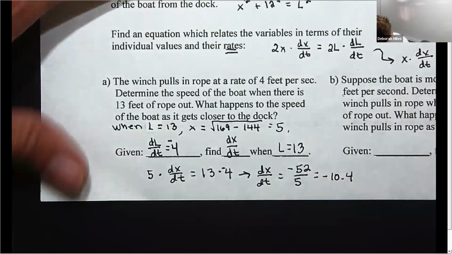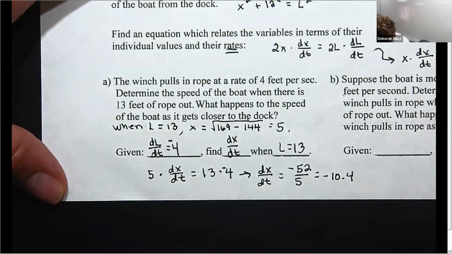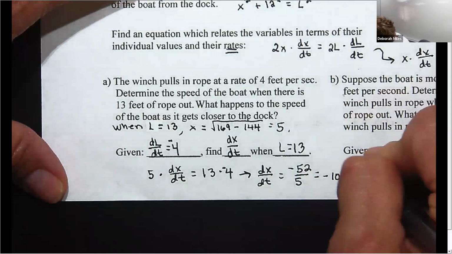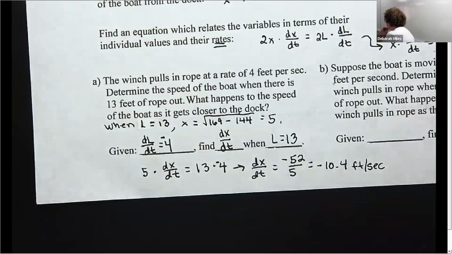What are the units on that 10.4? That's feet per second. And how can something be going -10.4 feet per second? It just means 10.4 feet per second getting closer and closer to the dock. So X is smaller and smaller.